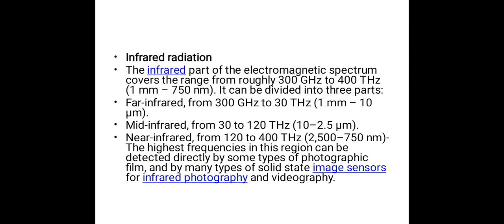Infrared radiation. The infrared part of the electromagnetic spectrum covers the range from roughly 300 GHz to 400 THz, and 1 mm is equal to 750 nm. It can be divided into three parts: far infrared, mid infrared, and near infrared. The highest frequencies in this region can be detected directly by some types of photographic film and by many types of solid state image sensors for infrared photography and videography.